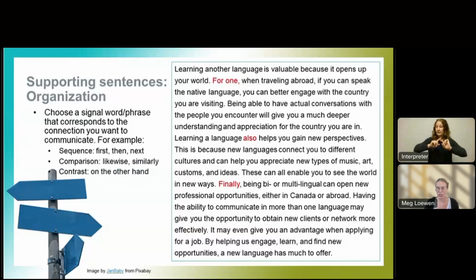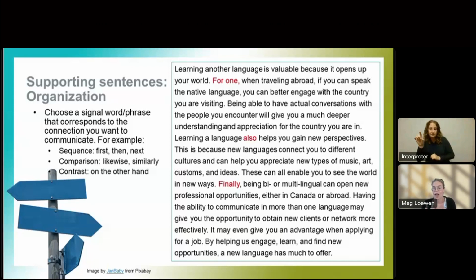Depending on the connection between ideas, you'll want to use different signal phrases. The ones that I have here in red that I highlighted in the previous slide are showing additional information. They're numbering my points. But you can also use transitions to show sequence. So first, then, next. You can use transitions or signal phrases to show comparison. Words like likewise or similarly. Or you can use signal phrases to show contrast, on the other hand.